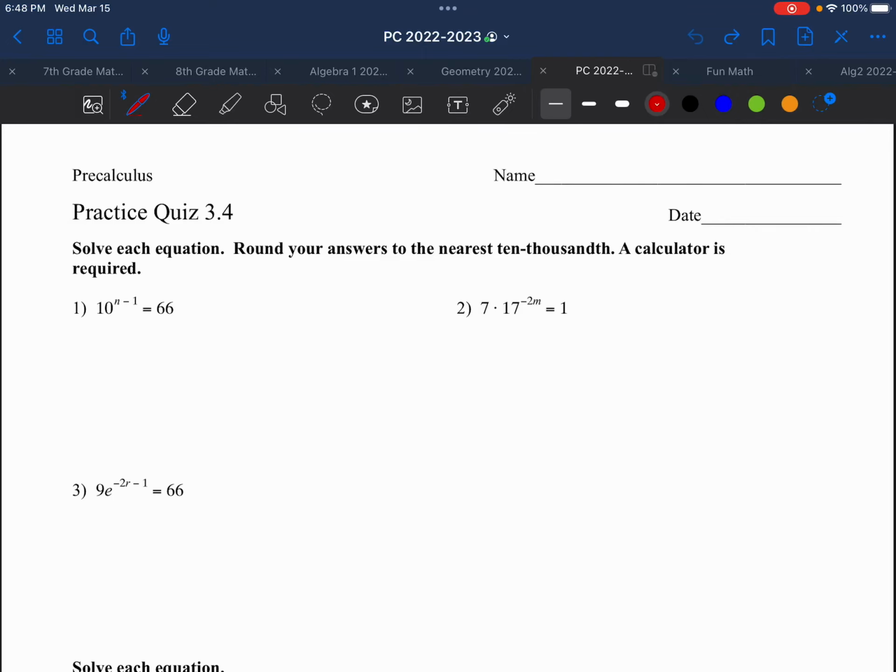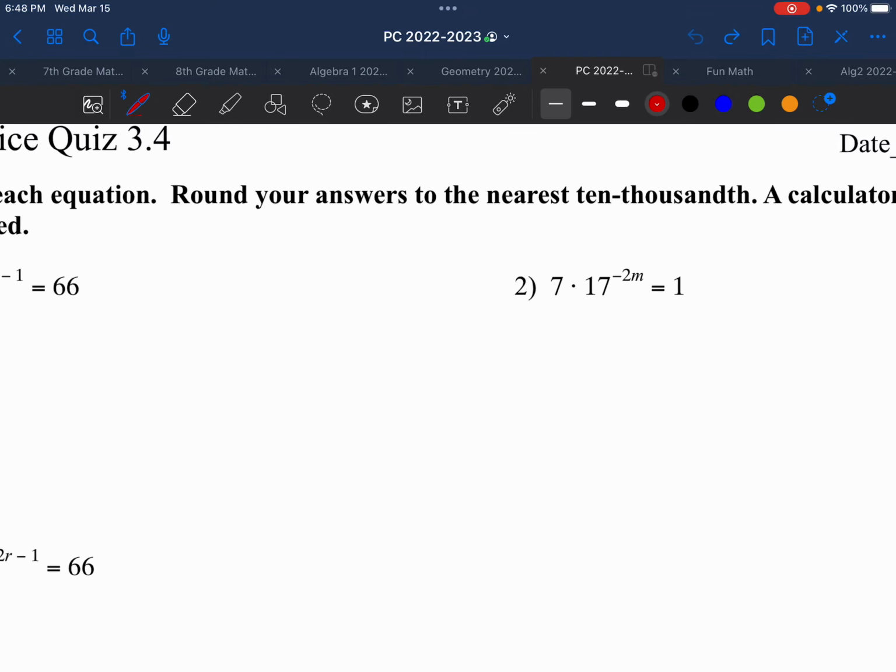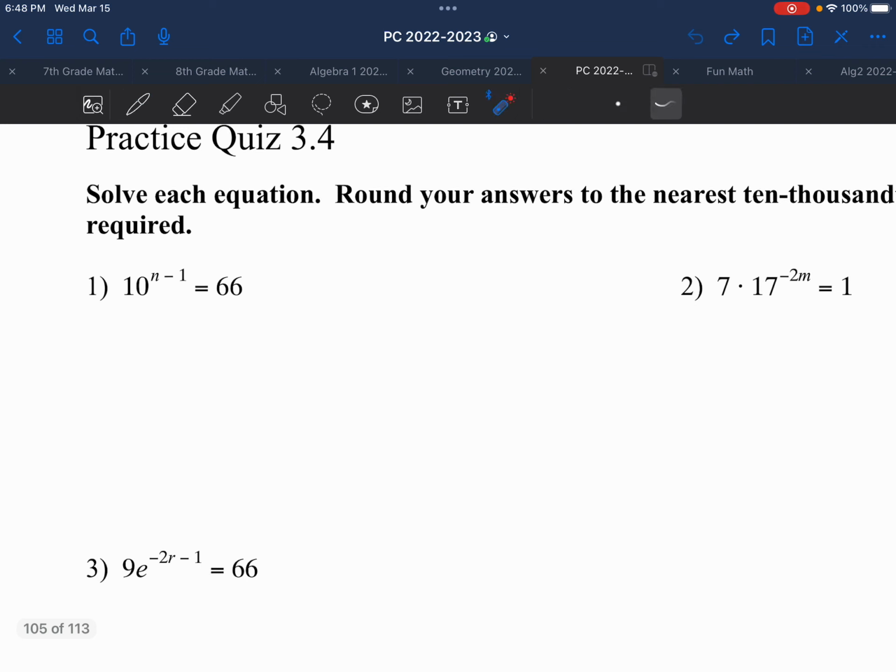This is Precalculus Practice Quiz 3.4. Jumping straight into number 1, we have an exponent with a variable. We need to untrap this exponent, rescue Rapunzel. The only way to bring Rapunzel down, to bring this power down, is to use a logarithm.